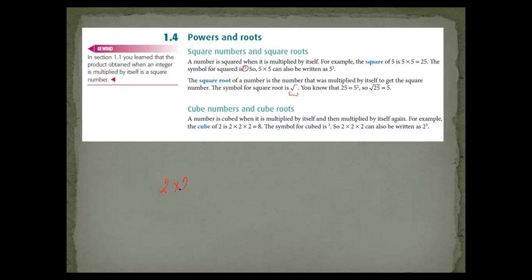2 times 2 times 2 is the cube of 2, or you can write 2 to the power of 3 is 8. And the inverse, the cube root of 8, is 2. In the cube root of 8, you can write 2 to the power of 3, and the power of the root is also 3. By cancellation, we just have 2.